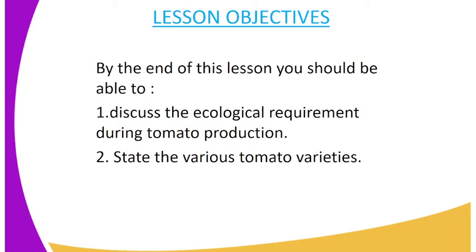Wanyoike, an agriculture teacher. In today's lesson, we are in Form 2 work, lesson 38, and the topic is crop production 5 and the subtopic is tomato production. On to the lesson objective. By the end of this lesson, you're supposed to discuss the ecological requirements required during tomato production, and also number 2, state the various tomato varieties.